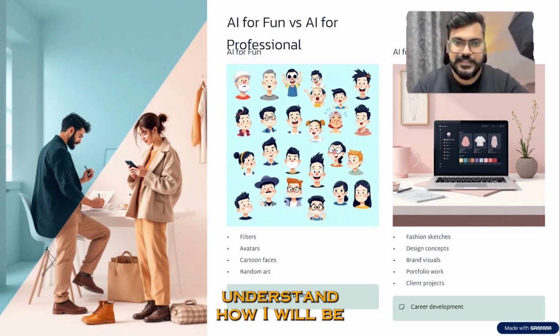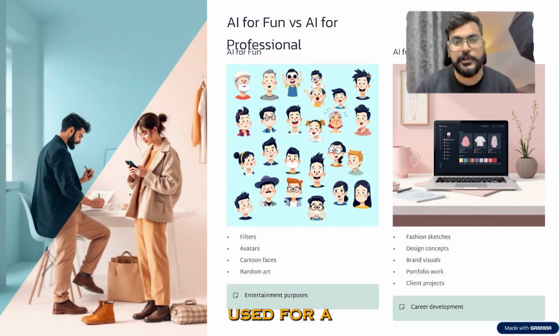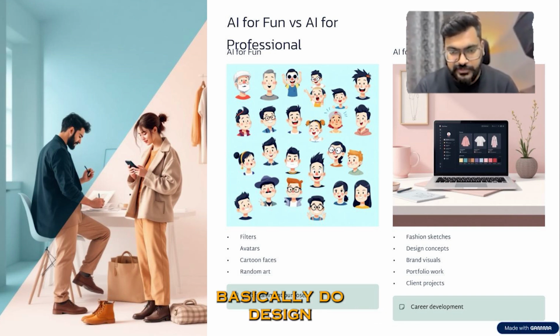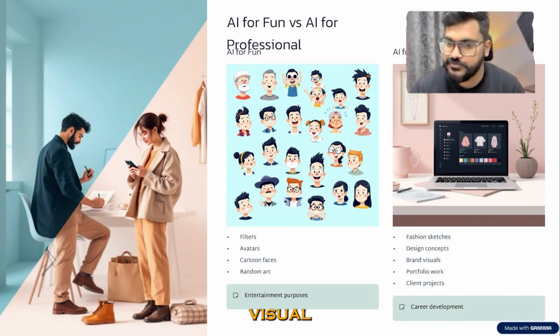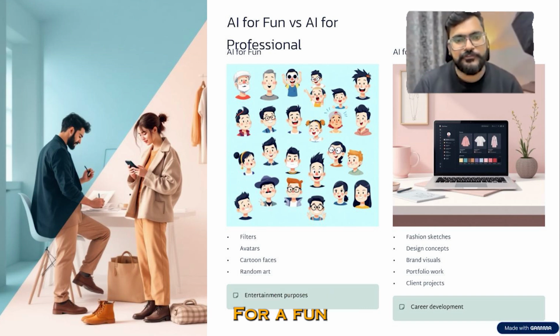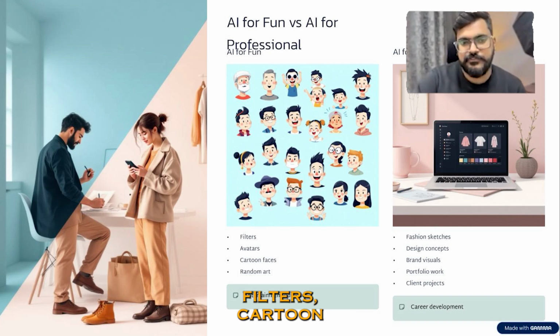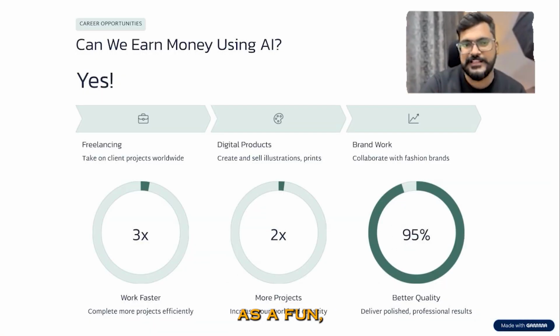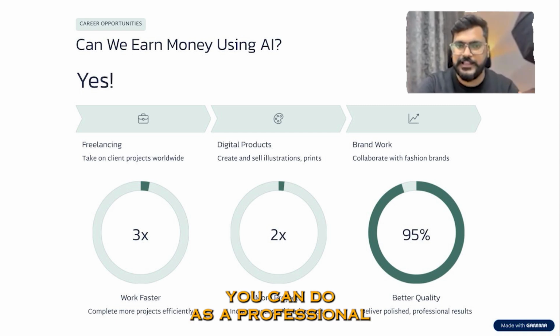Now you have to understand how AI will be used for professional purposes. For professional purposes, you can basically do design concepts, fashion sketches, visual understanding, portfolio work, client projects. For AI for fun, you can basically use avatars, filters, cartoon faces, Instagram trends. A lot of things you can do for fun and a lot of things you can do as professional work.